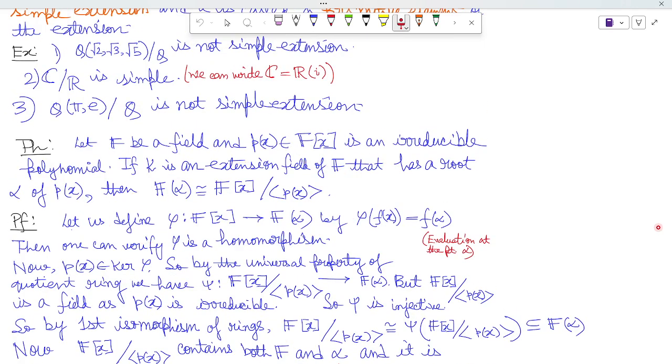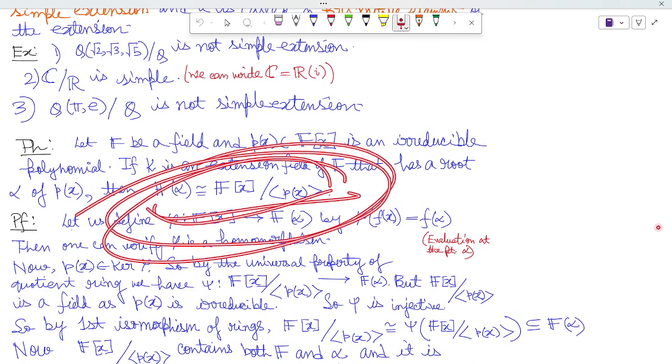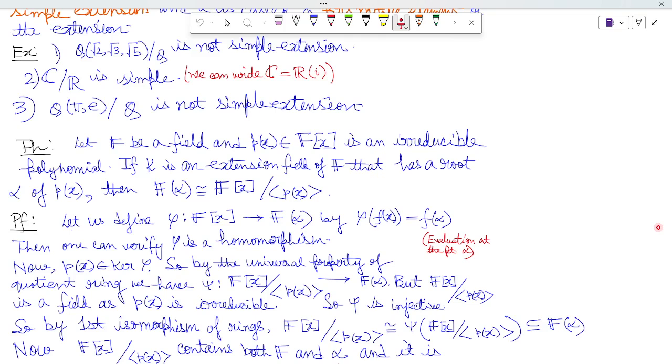Yes, this thing is already shown. What was Px? Px was an irreducible polynomial and alpha was a root of Px. But here it is the same thing. Here Px equals m_{alpha,F}(x).